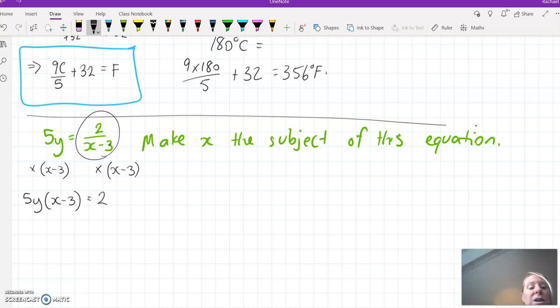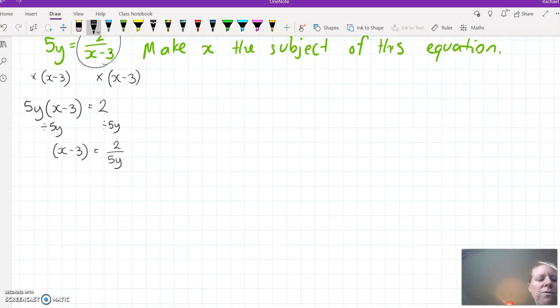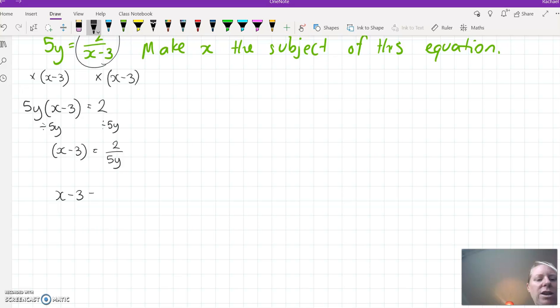All right, so what are we going to do now? We want x by himself. At the moment, he's in brackets, tangled up with the negative 3. We need to get rid of that 5y that it's being multiplied by, don't we? So let's do that. We're going to divide by 5y, divide by 5y, and we've got x minus 3 equals 2 over 5y. Does my x minus 3 need to be in brackets anymore? No, it doesn't, does it? So we end up with x minus 3 equals 2 over 5y.